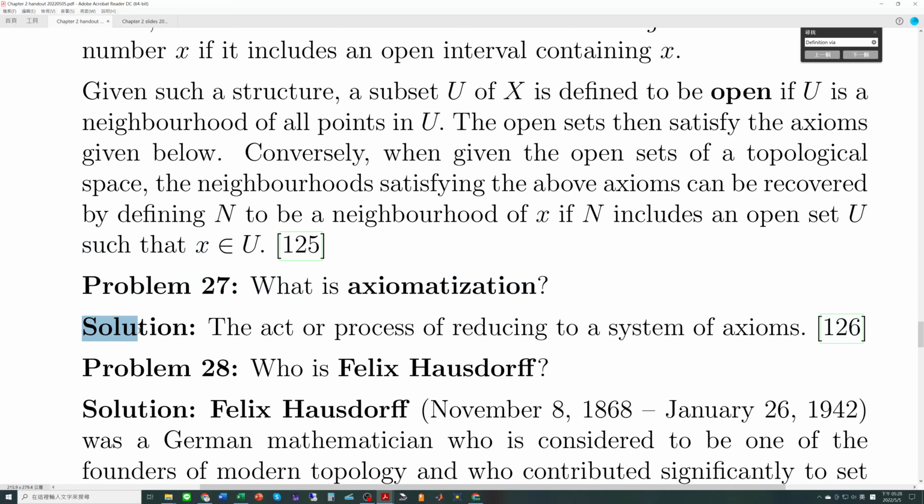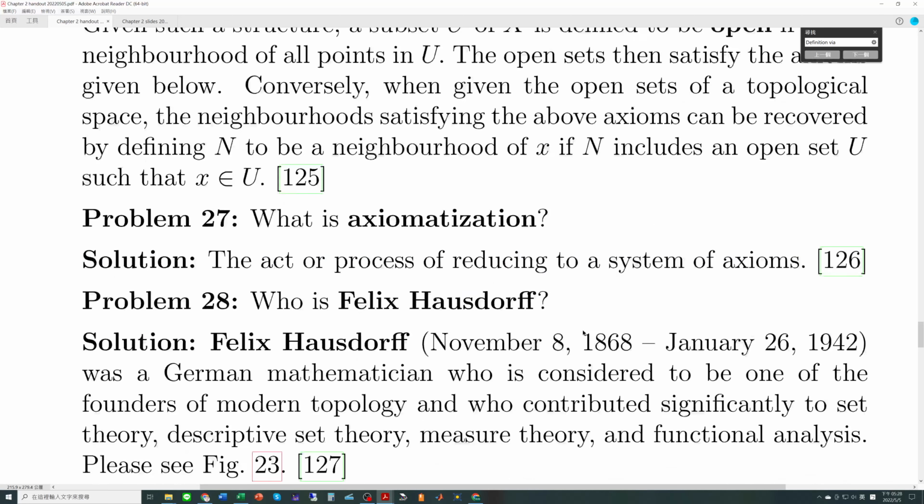Solution: the act or process of reducing to a system of axioms. You can see reference 126.